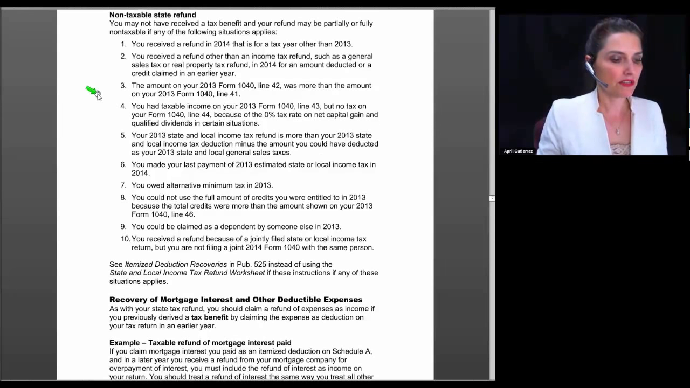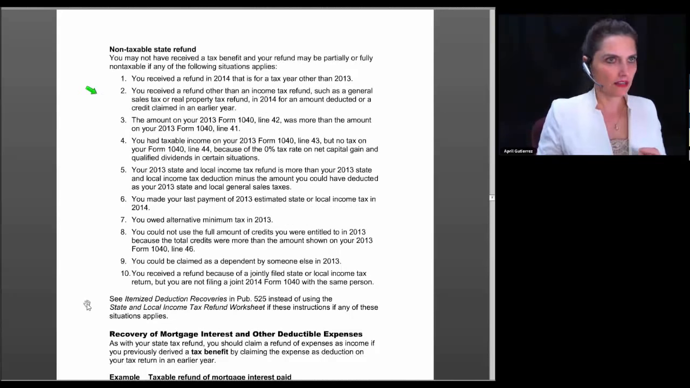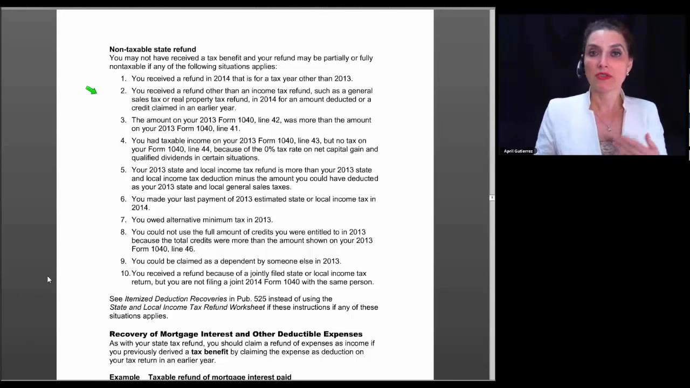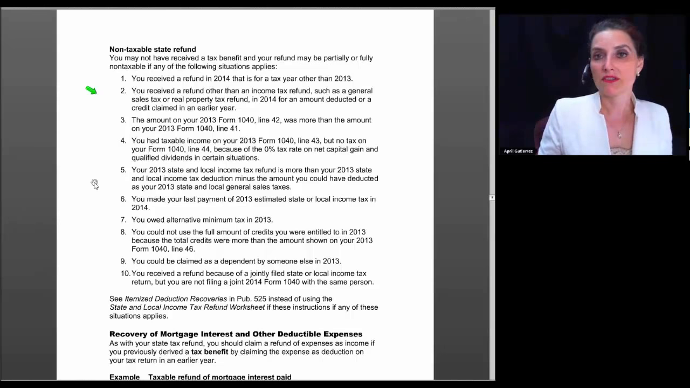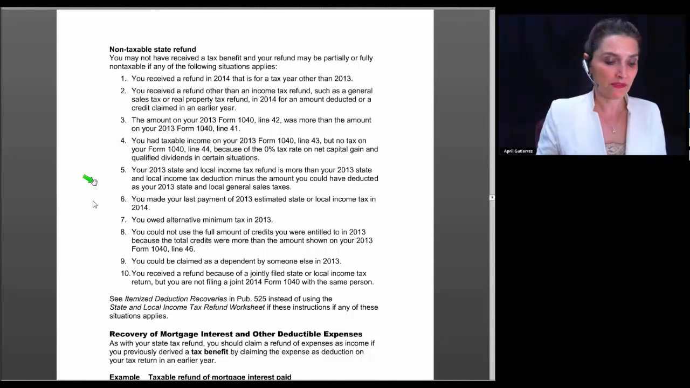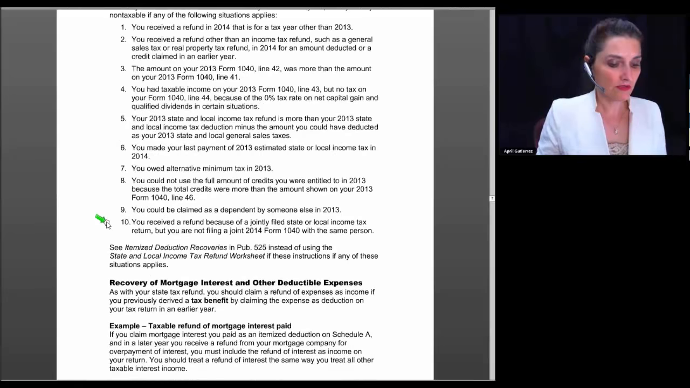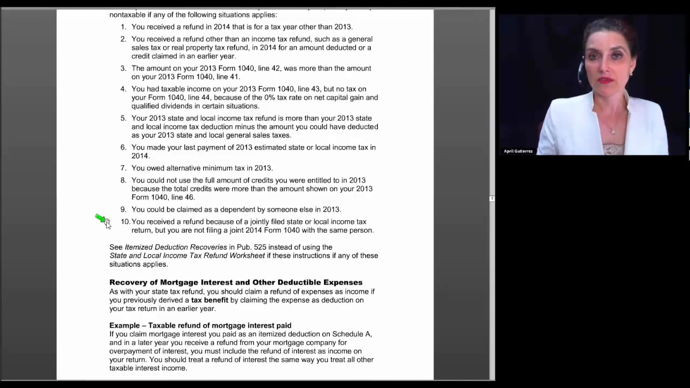The amount on your 2013 Form 1040, line 42, was more than the amount on line 41. Line 41 is income after itemized deductions, and line 42 is the exemption deduction. So if your exemptions are more than your income before exemptions, then clearly you didn't benefit from all of your itemized deductions. That's basically what this is getting at. If you paid alternative minimum tax, that takes away any benefit from itemizing your deductions. Also, if you filed jointly in an earlier year, received a joint refund, and now you're filing separately, you're not going to pay tax on the full refund. You're going to figure out what portion of that refund is attributable to you and pay only your part.